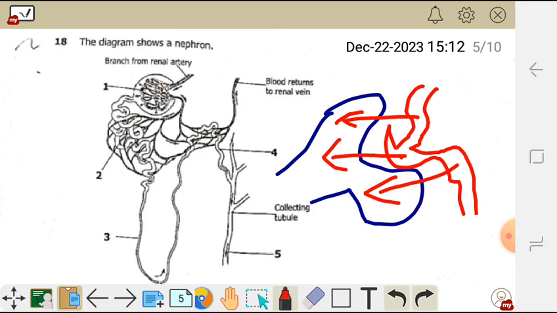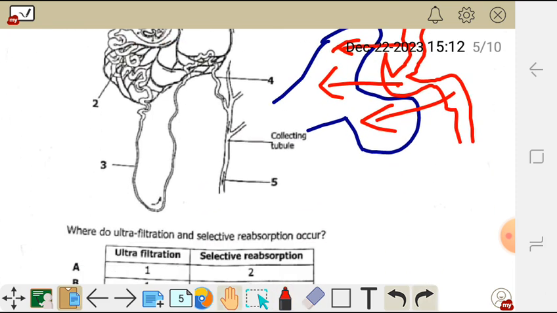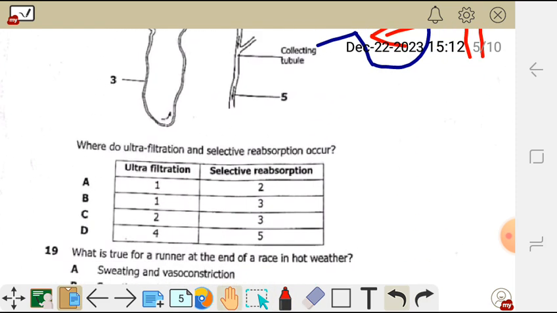Then from there, in this part here, we have what we call osmoregulation, regulation of water, especially in the collecting tubule and in the distal convoluted tubule. But reabsorption is in 2, and in 1 we have ultrafiltration. So the correct answer here: 1 is ultrafiltration, and selective reabsorption is in the proximal convoluted tubule, which is 2.